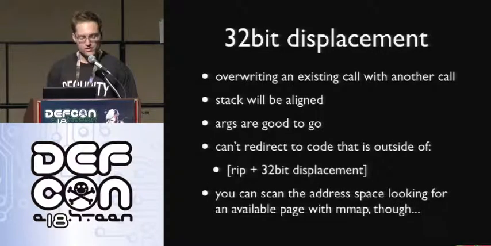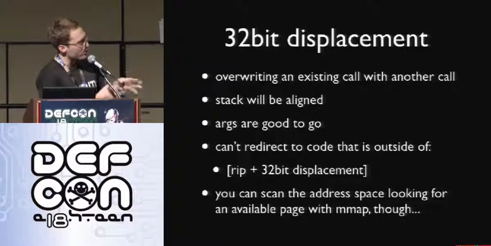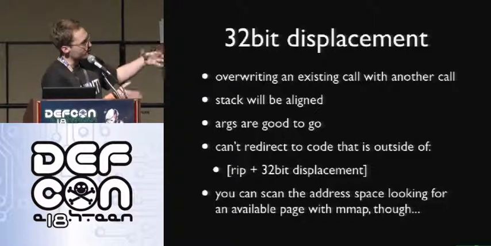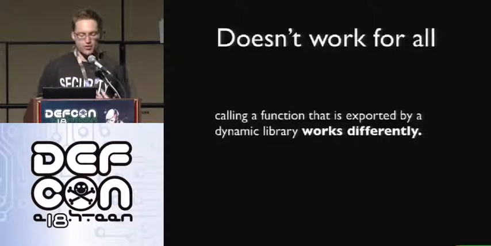The only way to get around this is to scan the address space, searching for a free slot where you can mmap a page in to put in a bunch of code to call. So that's how you get around that. You basically just scan the address space calling mmap within that instruction pointer plus 32-bit displacement window. And that works, but it doesn't work for everything.